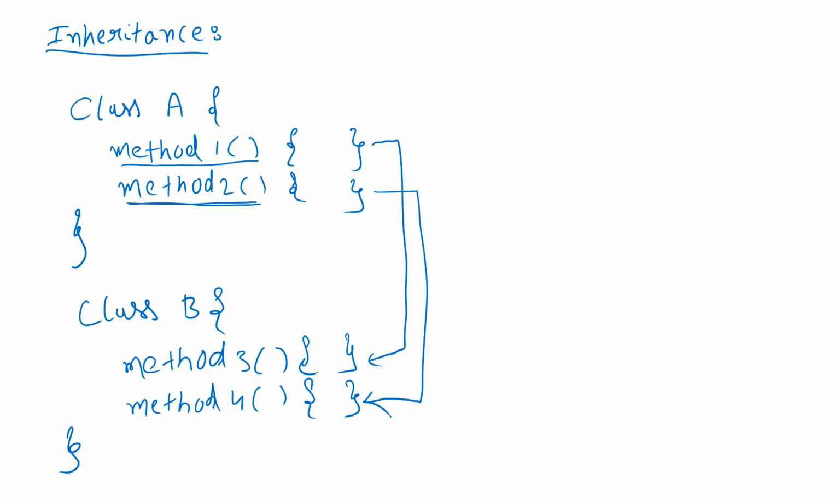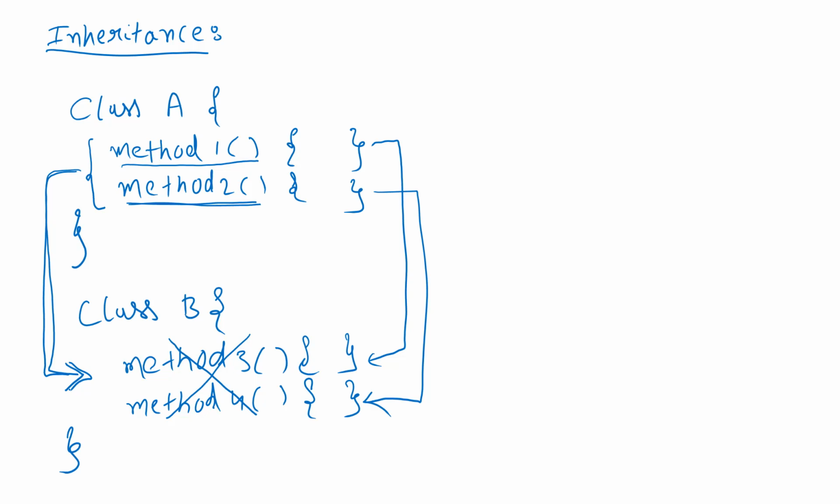In order to avoid this, we have a feature in Java called inheritance. That means using inheritance, we can get the properties or methods of one class into another class, so that we don't need to write these methods 3 and 4 again. We can directly use these methods 1 and 2, and that is called inheritance. So inheritance is the process by which one class acquires the properties and functionalities of another class.